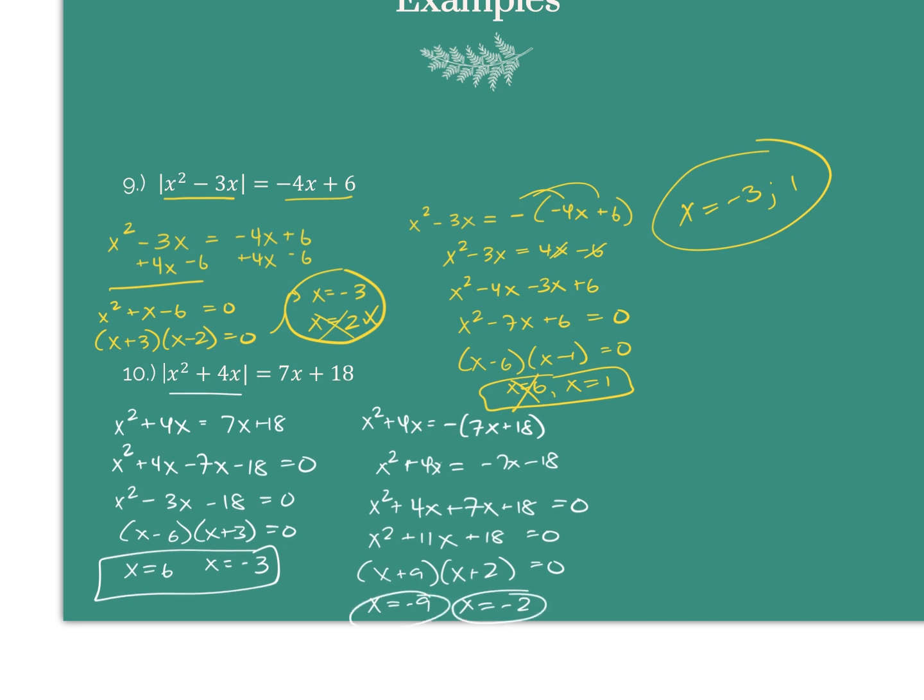So there's a lot here to check. I've got 4 things to check. I'm going to check them off camera, and I'll let you know which ones work. When I check them, negative 3 and negative 9 did not work. The only ones that worked were x is 6 and x is negative 2. So again, you have to check it yourself. Each time, every solution you get, you have to check and cancel out any ones that do not work.